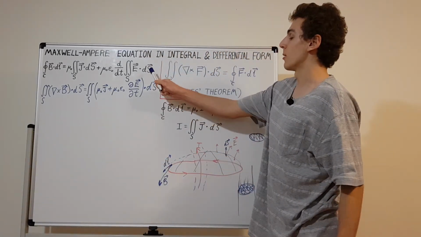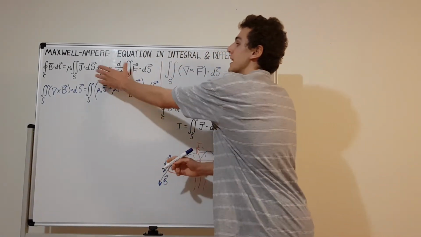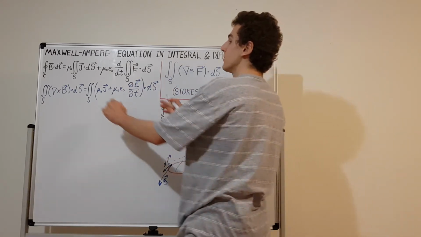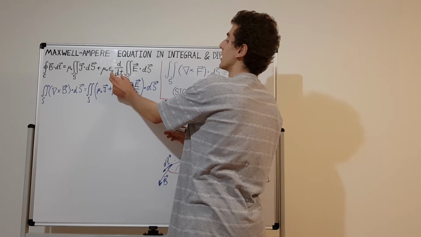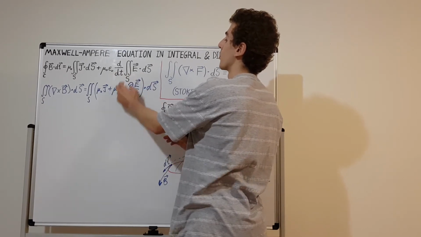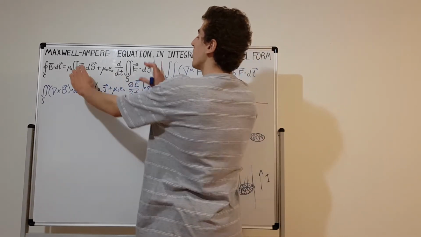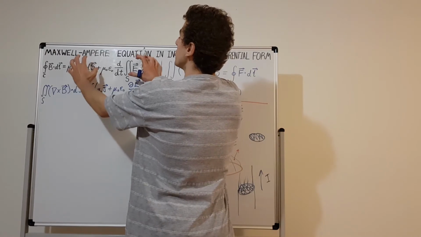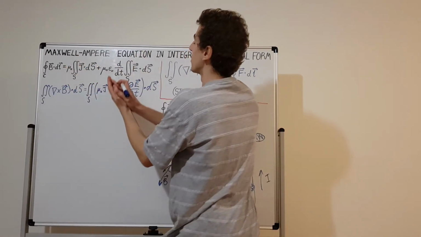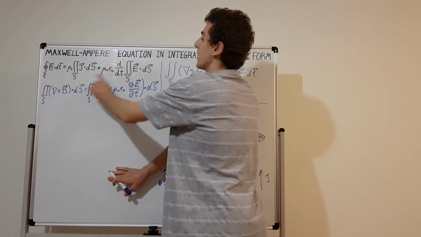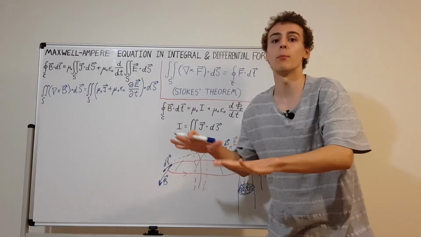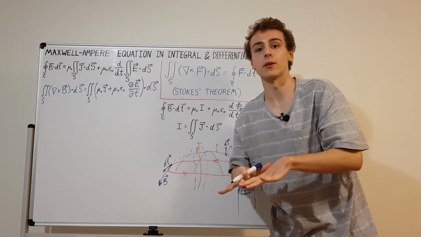Now, I want you to take a moment and let that sink in. What we've done is moved all of the constants inside. We've taken the derivative over here and moved it inside, and it's turned into a partial derivative. And now we've combined these two separate surface integrals and merged them into one big surface integral, because it's the same surface S. And when you have the same surface, you can combine surface integrals together.